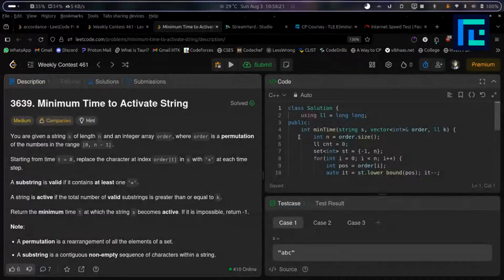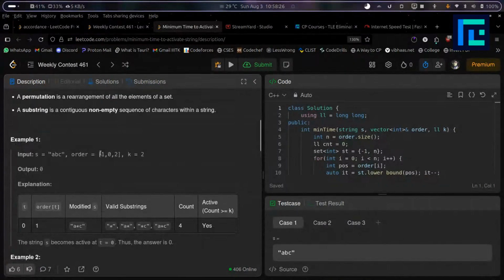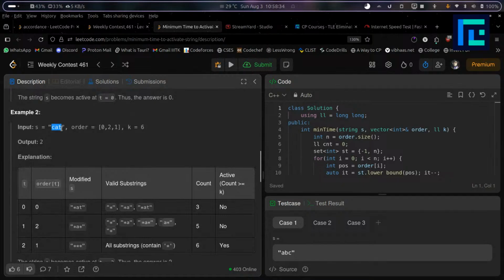For each element, at each time we're given which element is being converted to a star. At time equals 0, the first element is converted to a star. Let's take another example, the string cat. At time 0, the 0th element is converted, so it becomes star at. Now the second element also gets converted, so it becomes star a star. Now the first element also gets converted, so it becomes star star star, and the number of substrings which contain a star has become 6.